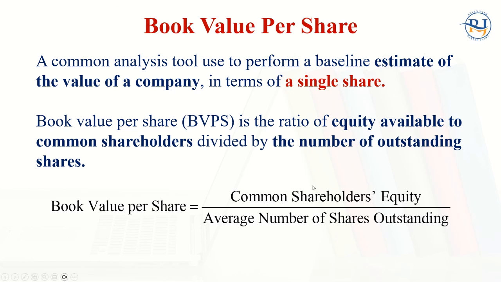It means the common shareholder equity, which is also known as assets minus liabilities, is equal to equity. This is what we are trying to explain. So common shareholder equity divided by average number of shares outstanding is known as book value per share as per the balance sheet, as per the books.